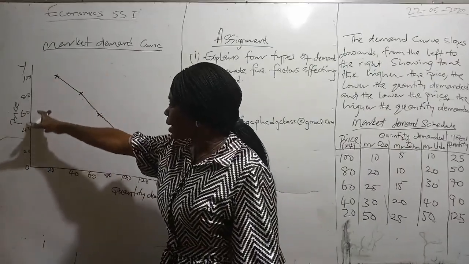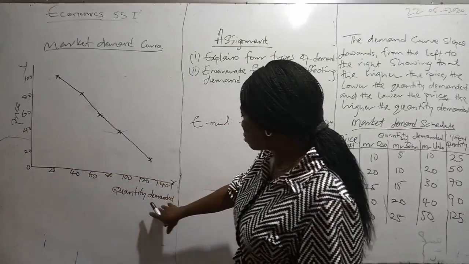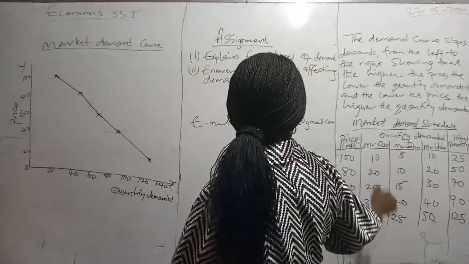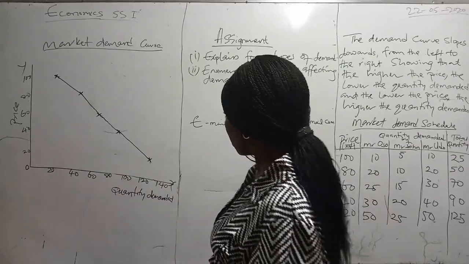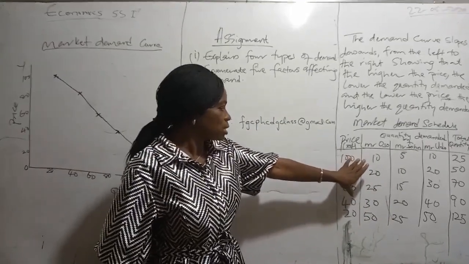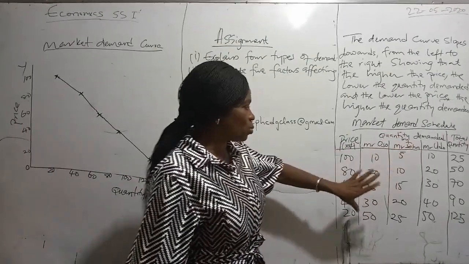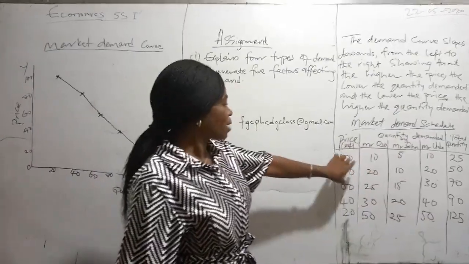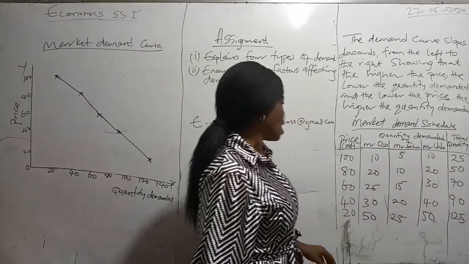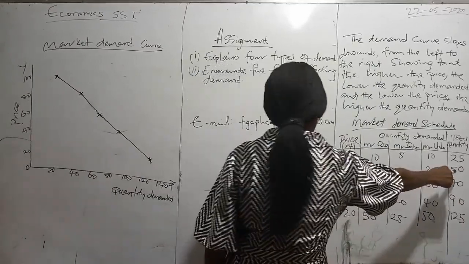As usual, you have your y-axis, you have your x-axis. The price is on the y-axis and the quantity demanded on the x-axis. When the price of the commodity, just like we have in our curve here, is 100, the quantity demanded, that is the aggregate demand, we are plotting with the aggregate demand. Remember, aggregate demand, that is the total quantity demanded, is 25. And then when the price is 80, total quantity demanded is 50.